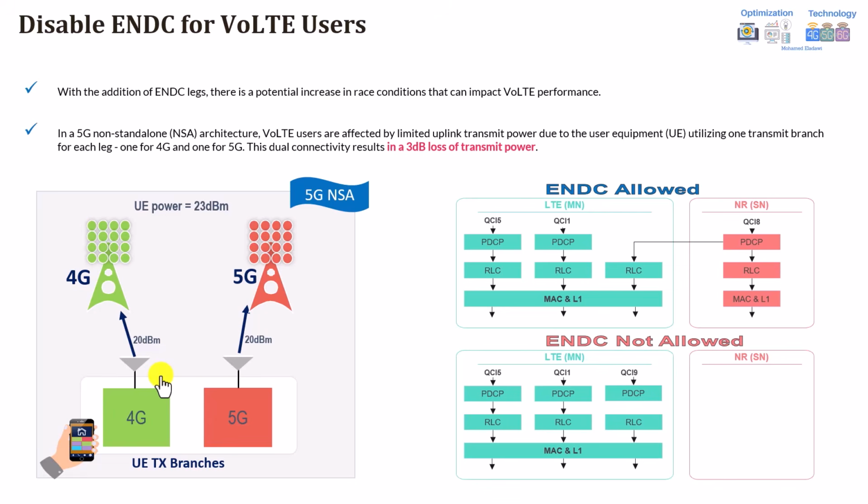But I think vendors usually address this issue by prioritizing the VoLTE signaling over the ENDC. So the main limitation is about losing the doubling coverage. You will lose around 3 dB if you are using ENDC for VoLTE users. So it's also recommended to disable the ENDC for the user in order to improve your drop rate. This is exactly similar to the carrier aggregation scenario, which was highlighted in the previous slide.